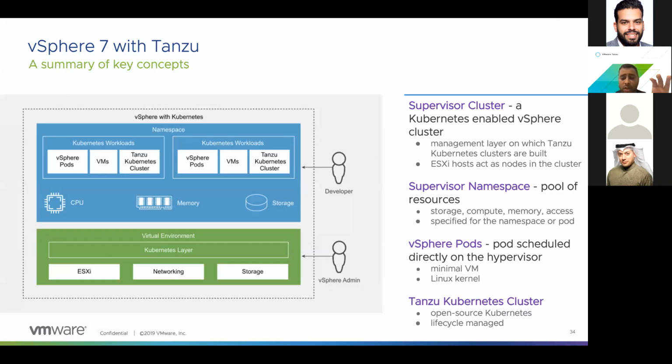For me, this is the most important slide. Take a screenshot of this slide, guys, because this is really important to remember everything I spoke about today. The supervisor namespace is where I, as a VI admin, give access to you as a developer. vSphere Pods run natively on your ESXi server, and like I mentioned, this is a minimal VM based on the Linux kernel. The Tanzu Kubernetes cluster is where you, as a developer, create another Kubernetes cluster inside your namespace. And a supervisor cluster is when you enable Kubernetes as a concept on the vSphere cluster. Once you enable this, it's called a supervisor cluster.